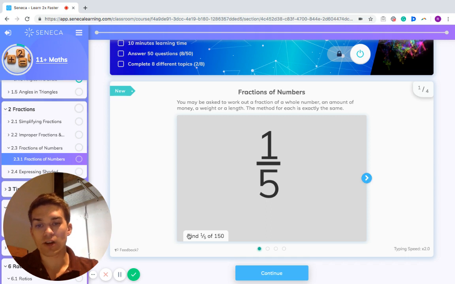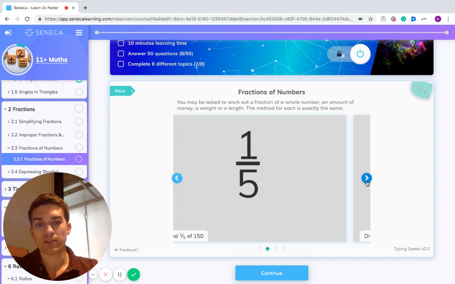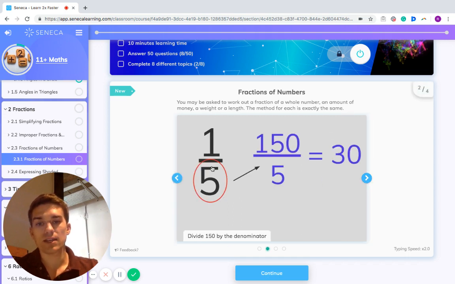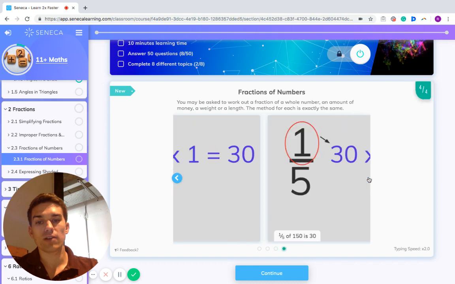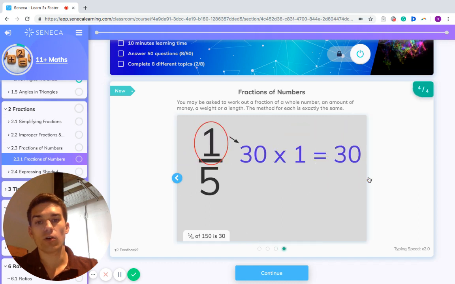Say we're trying to find 1/5 of 150. What you do is you divide by the denominator. Remember, the denominator is the bottom number. So 150 divided by 5 equals 30. And then you multiply by the numerator, the top number. So 30 times 1 is 30. So we now know that 1/5 of 150 is 30.